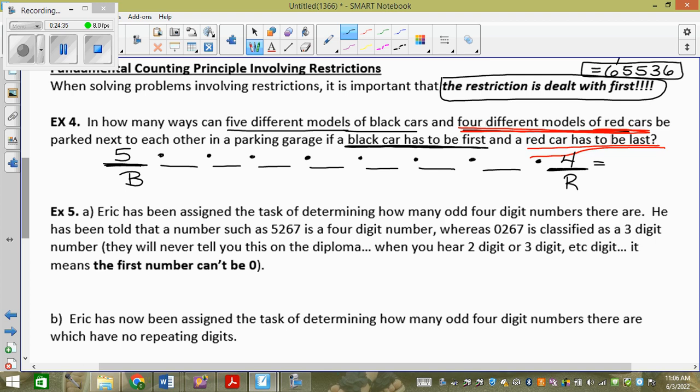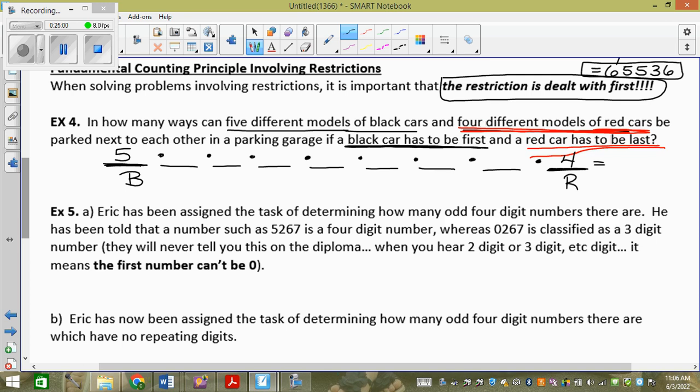Correct? So in blank 1, I parked 1 car. In the end blank, I parked 1 car. So I've completely parked how many cars? 2 cars out of how many cars? 9. Are there any distinct restrictions on those middle blanks? Does it matter if they're black or red? No. So I can go back to the left. I can start on the right. I always like going left to right. It's just a thing. I follow the same order and I find it easier.